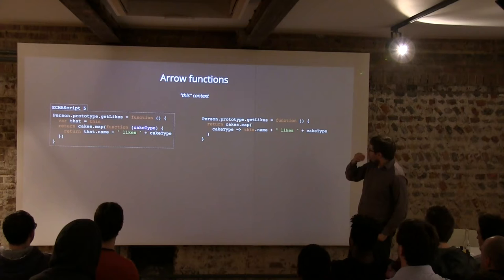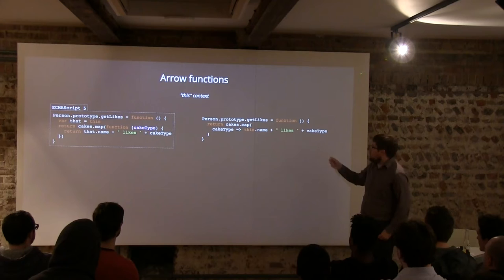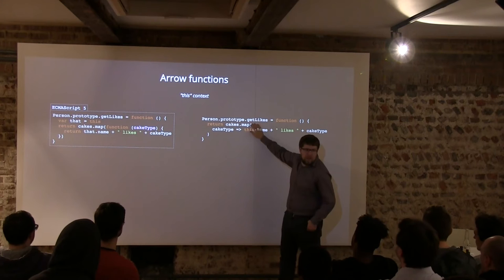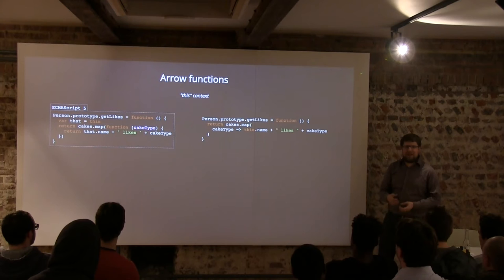With ES6, with arrow functions, the arrow function doesn't change the this context. So we have this arrow function declared here, but this is exactly the same as it was up here. It's not rebound, it's lexically bound rather than dynamically bound.